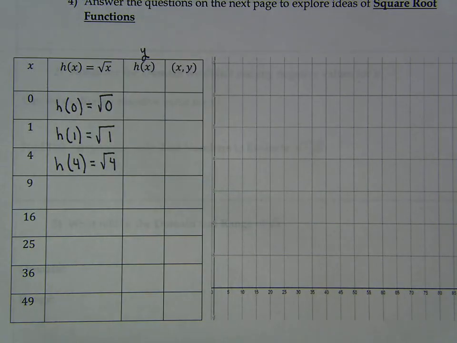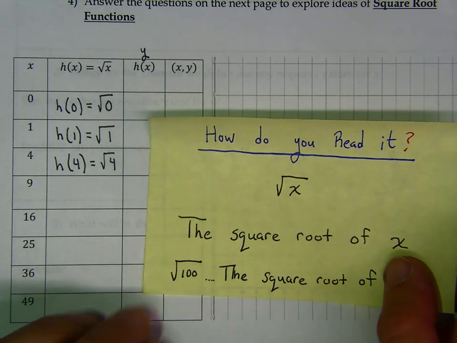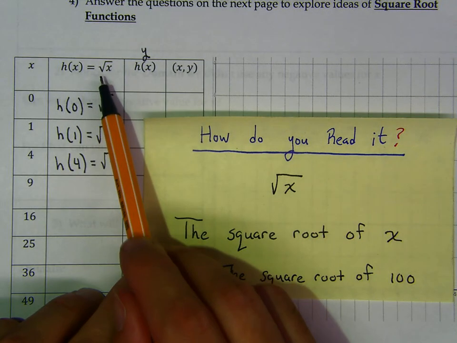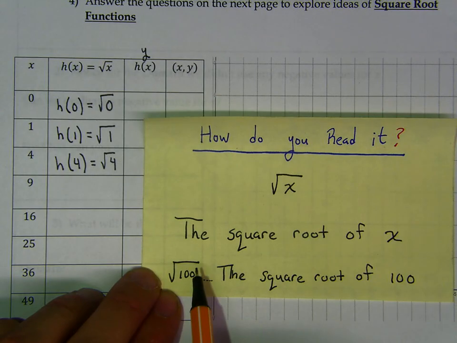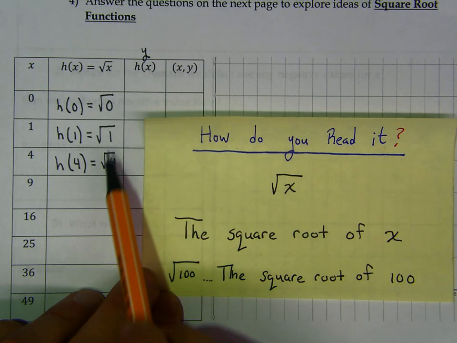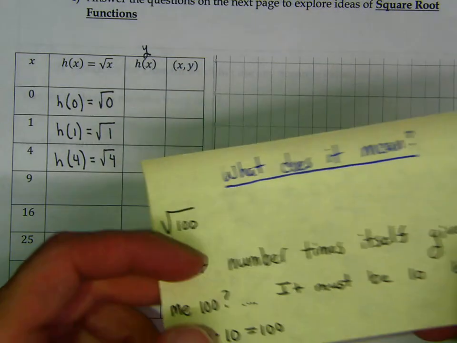Now, just so we're on the same page, real quick, how do you read this, right? You say the square root of x, or you could say the square root of 0, the square root of 1, the square root of 4. What does it mean?